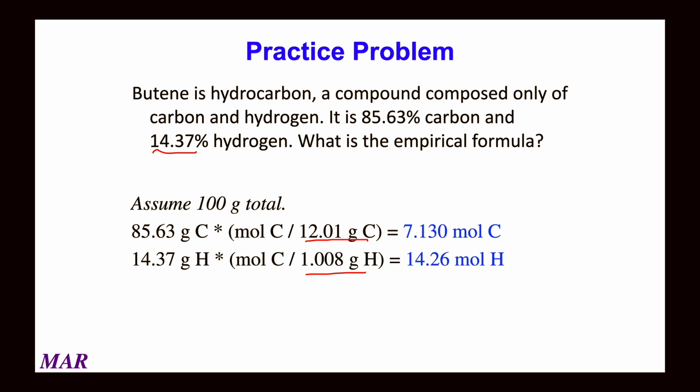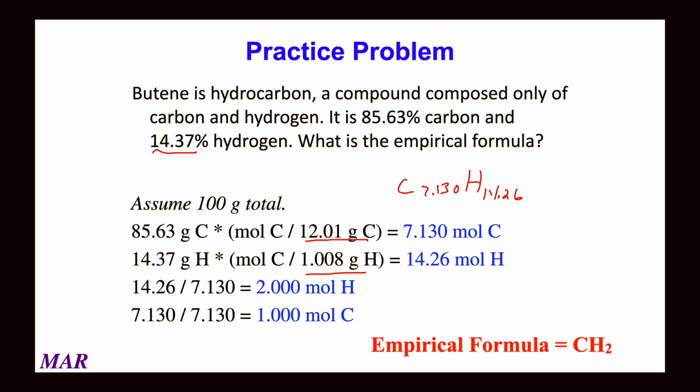And this right now is, as I said earlier, kind of a formula. It's C7.130H14.26. But again, that's a super ugly formula. So we need to clean it up. And that's where dividing both of them by the smaller one is what we want to do. So 7.130 is smaller than 14.26. We're going to divide both of them by that number. And you can see that you get definitely 1 mole of C, and you end up with 2 moles of hydrogen. 2 to 1 is like C1H2, empirical formula CH2.